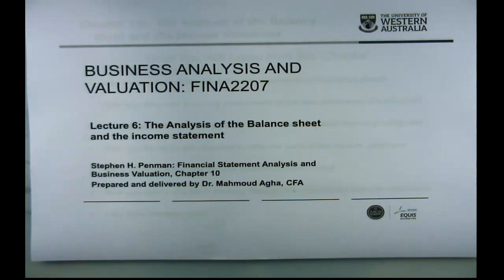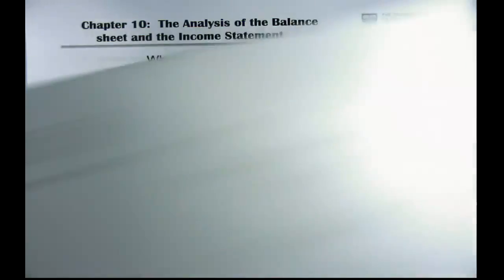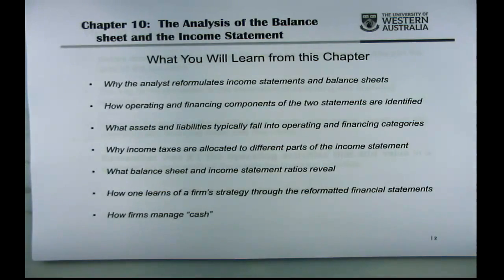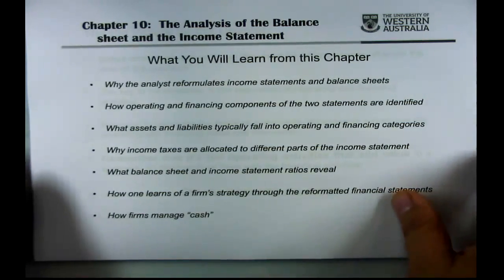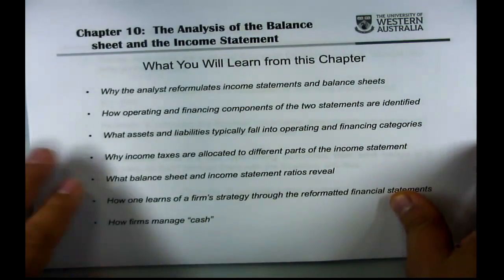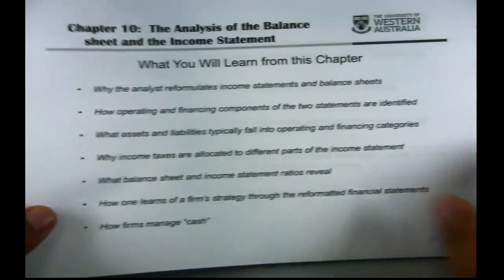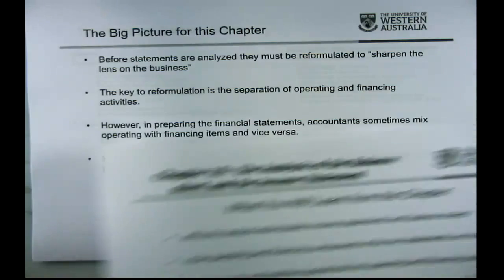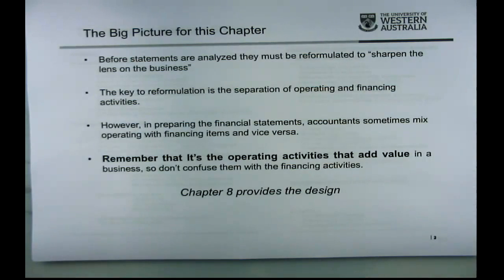Okay, today we continue the process by seeing how to restate the balance sheet and the income statement. Again, the key idea is to make a clear distinction between operating items and financial items. Okay? Remember again that operating activities are the main source of value.